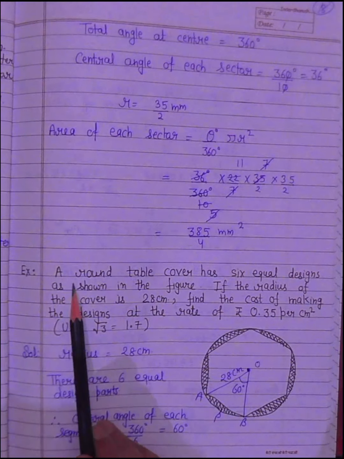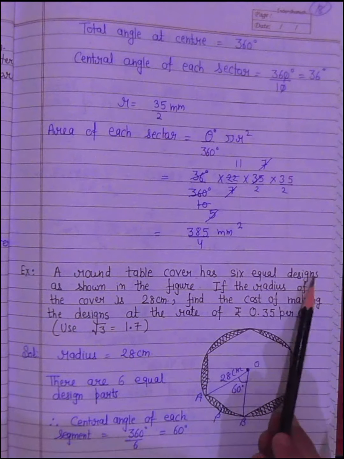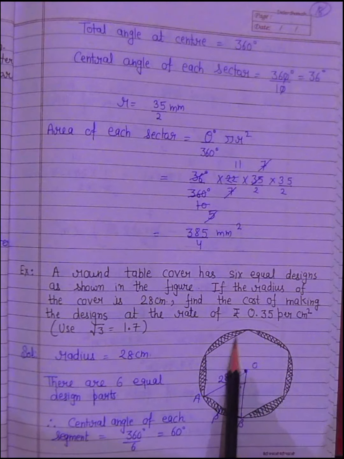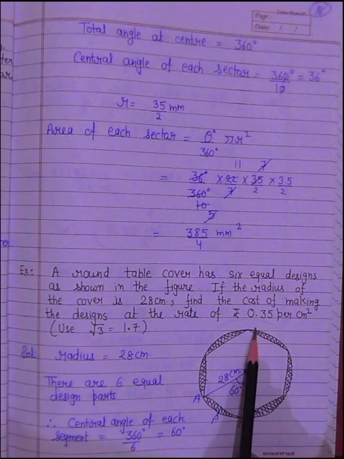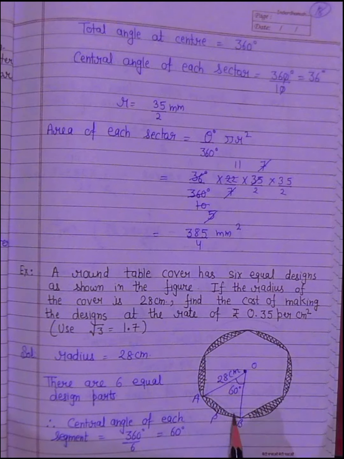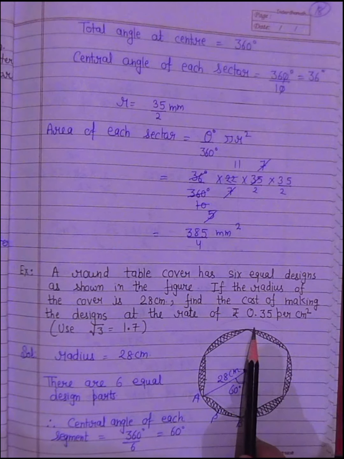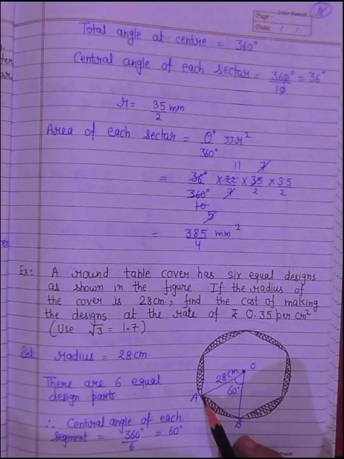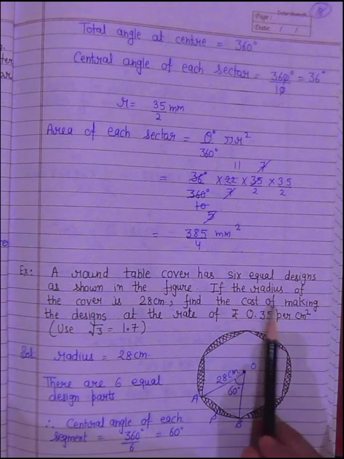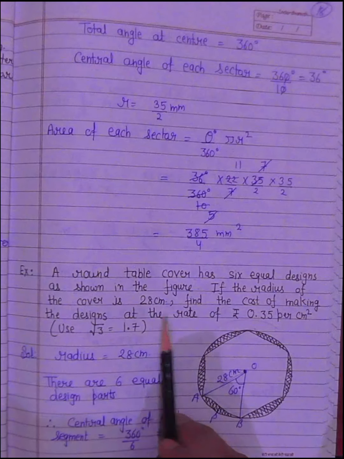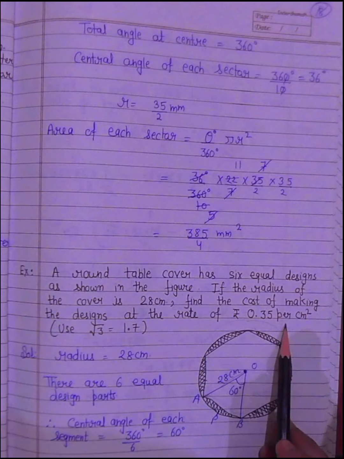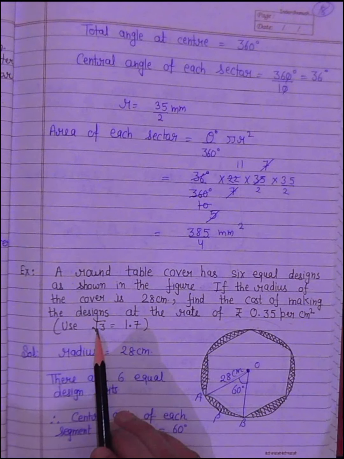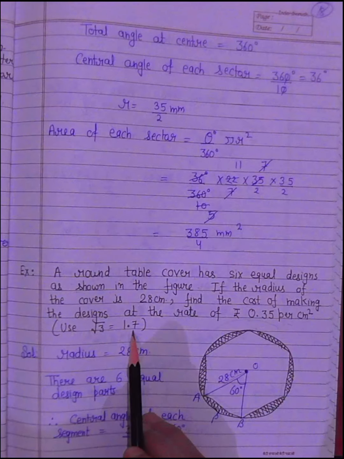Next example, a round table cover has 6 equal designs as shown in the figure. This is a round table and there are 6 equal designs, it means a hexagon is here. This is a regular hexagon. If the radius of the cover is 28 centimeter, you have to find the cost of making the designs at the rate of rupees 0.35 per centimeter square, and you will use the value of root 3 here, 1.7.